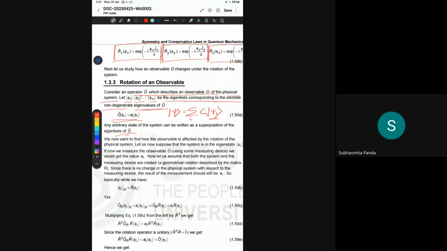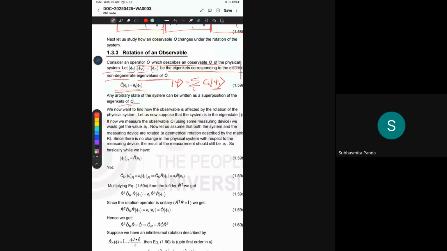Okay, let us start again. So O phi I is equal to A I phi I. We now want to find how the observable is affected by the rotation of the physical system.